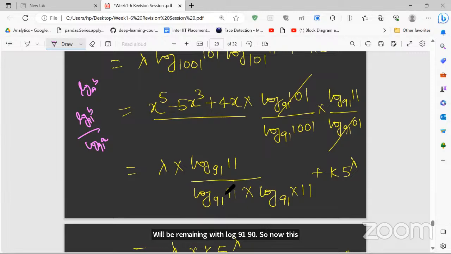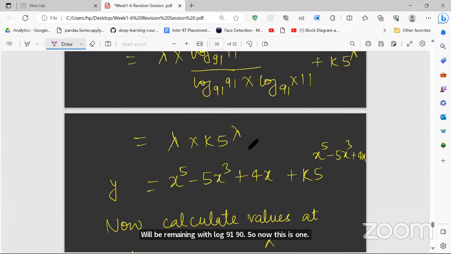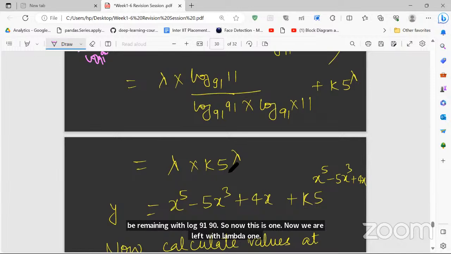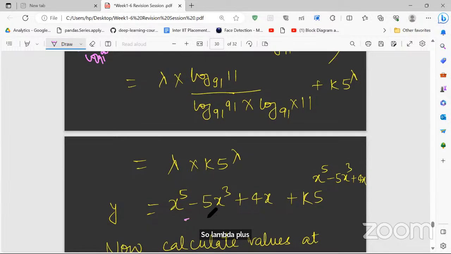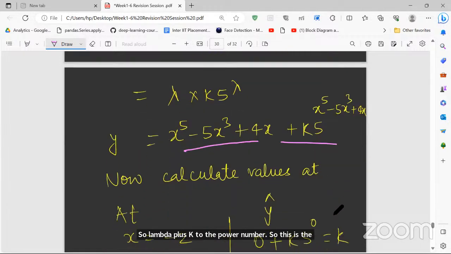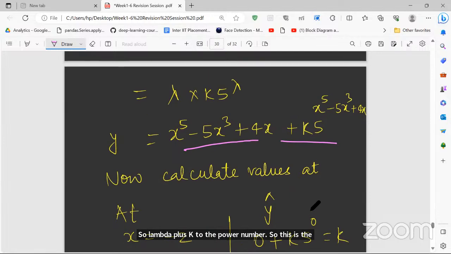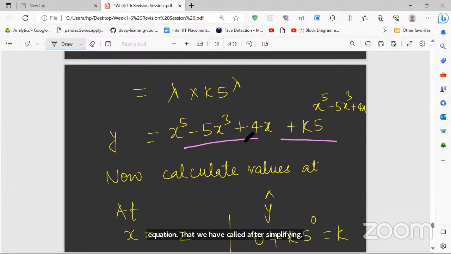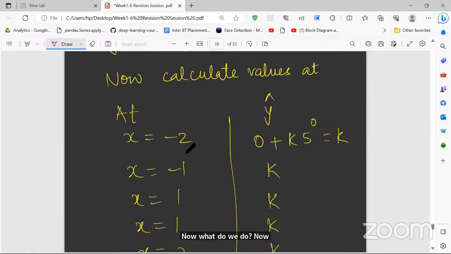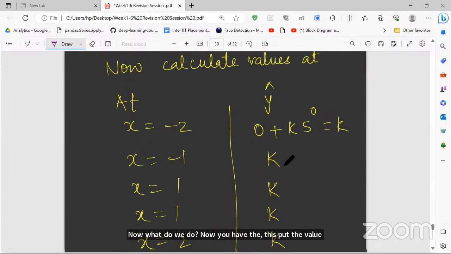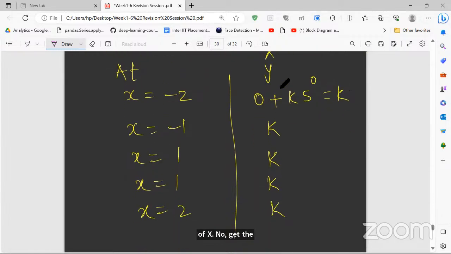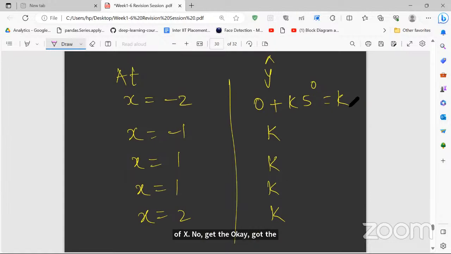Now we are left with lambda 1. So lambda plus k to the power 5 lambda. So this is the equation that we have got after simplifying. Now you have the equation, just put the value of x and get the y cap. Okay, we got the y cap for each of the values. We got the y cap as k.